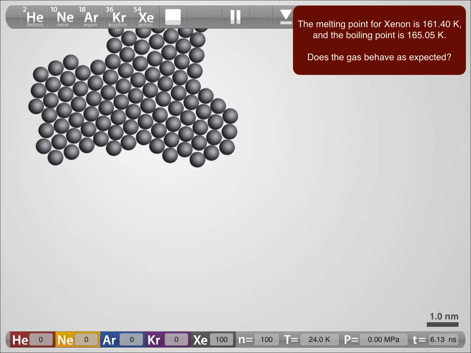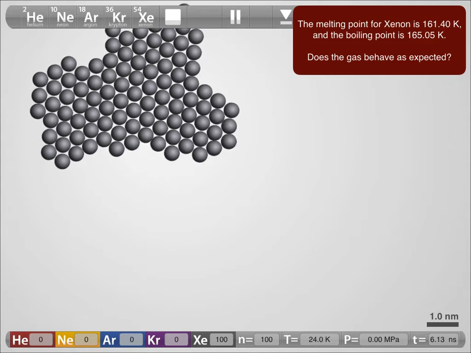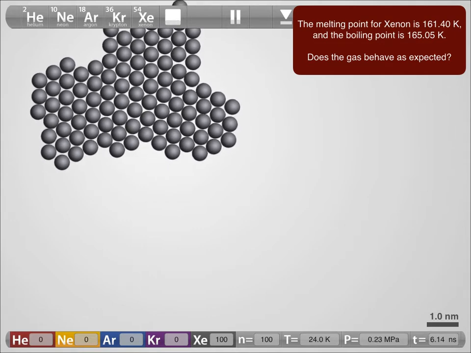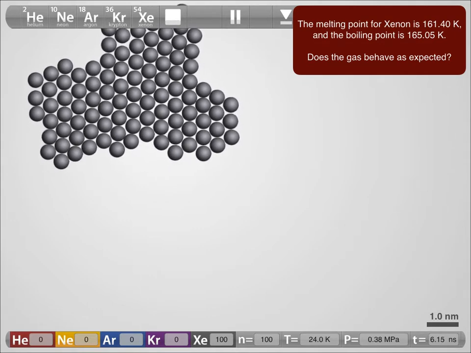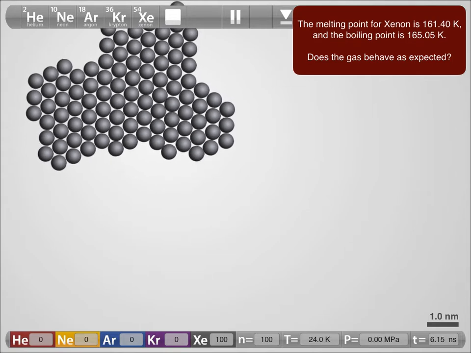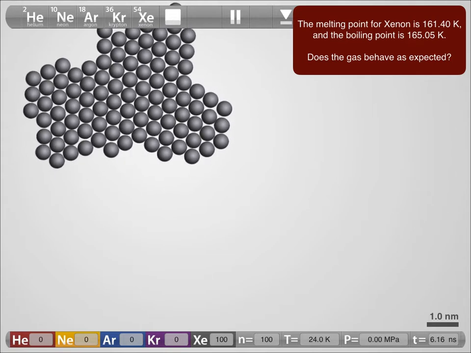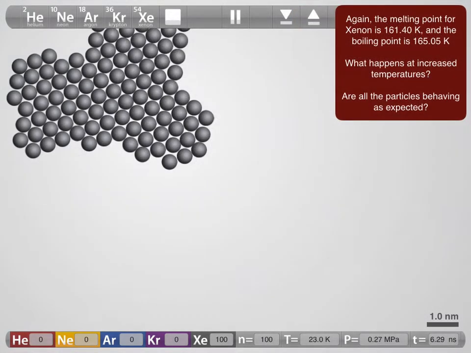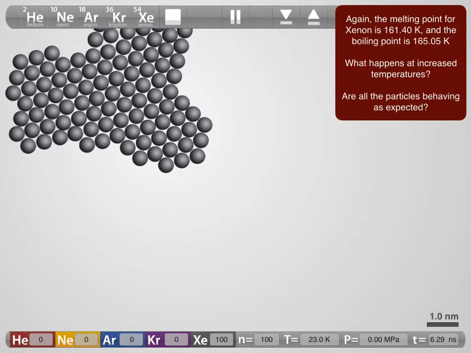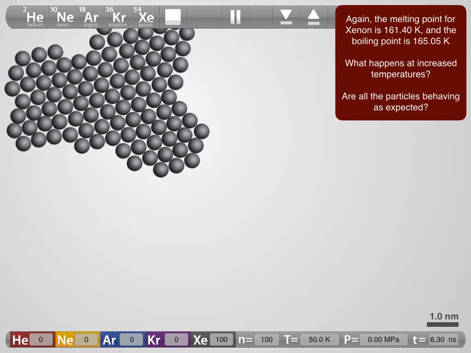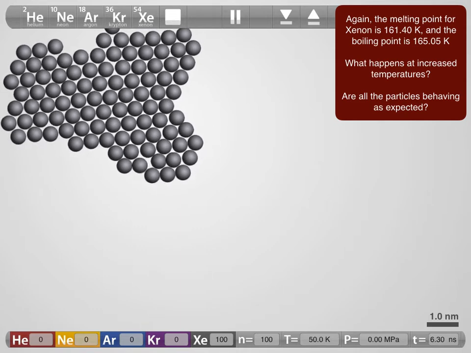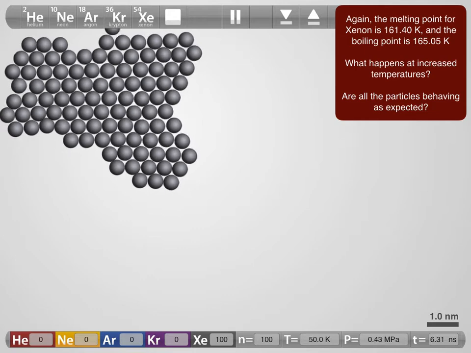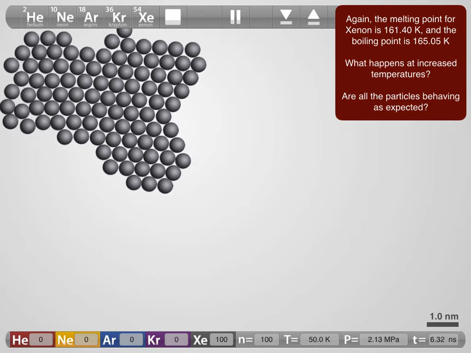Do the particles behave as you would expect them to in the simulation provided? Keep an eye on the temperature. Do all the particles have exactly the same kinetic energy? Are all the particles existing in exactly the same state?